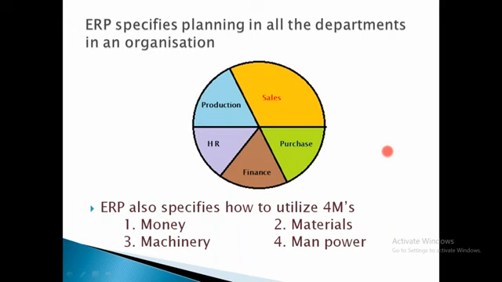So ERP also specifies how to utilize 4Ms. The 4Ms are money, materials, machinery, and manpower.